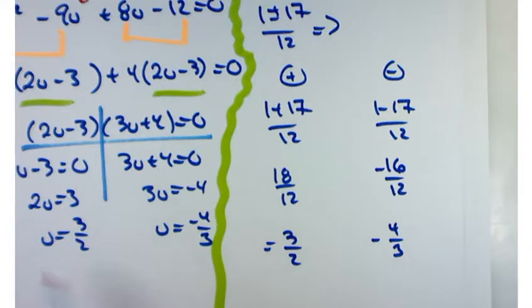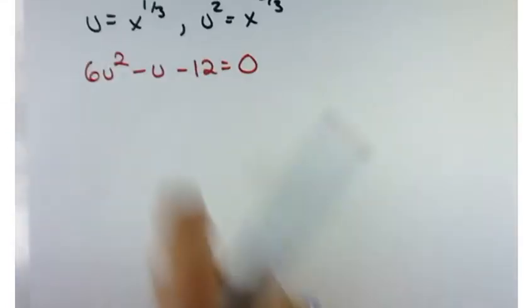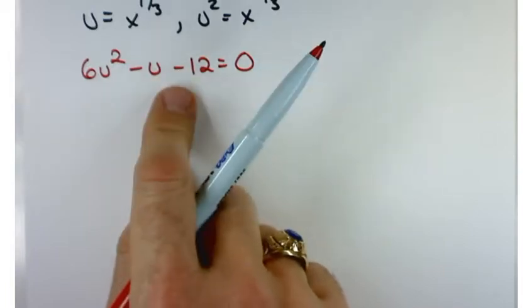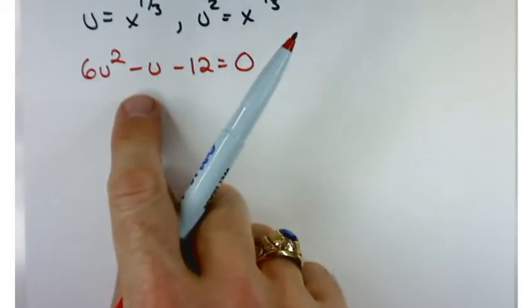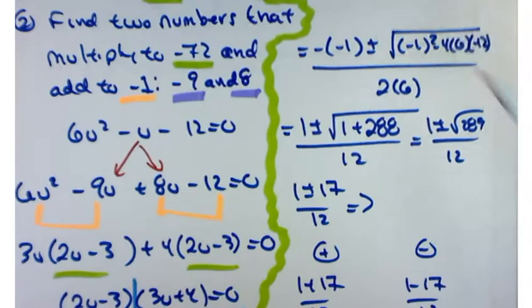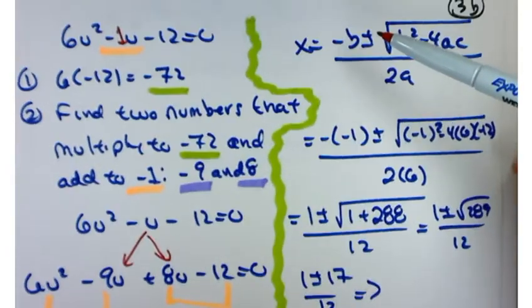We're gonna have to do some more work with this and finish it up. But right now, let's keep track of where we're at. We're trying to solve this much right here. And we figured out that the two solutions are u equals 3/2, and u equals negative 4/3. So, one more remark about this stuff.